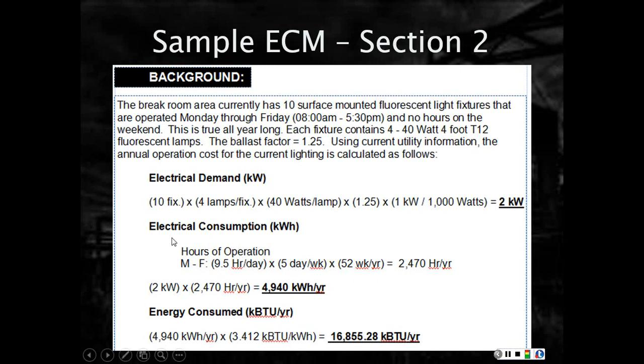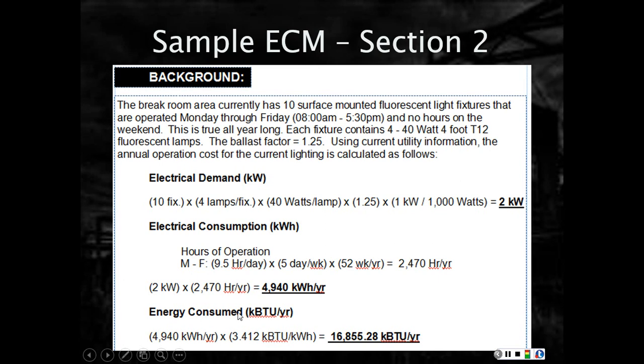Then we calculate consumption. First, the hours of operation. If we go 8 to 5:30, that's 9.5 hours per day, times 5 days a week. Every week of the year is 2,470 hours per year. If we take that hours times the power, that 2 kilowatts, we get 4,940 kilowatt hours per year. So this is my demand, this is my annual consumption.